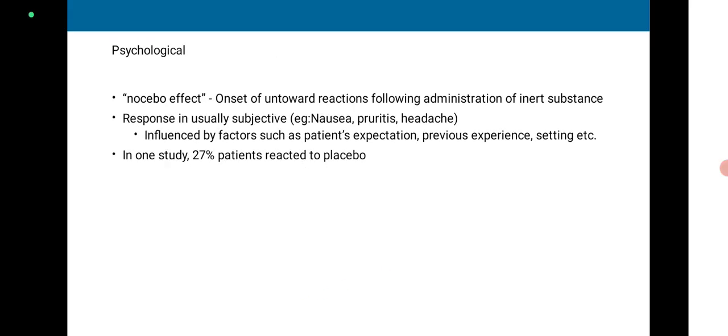Sometimes some psychological effects also come into play in adverse drug reactions. Example, the nocebo effect, that is the onset of a reaction following administration of an inert substance. In a study, there were 27 patients who reported adverse drug reactions to placebo. The psychological responses are usually subjective, that is, different from patient to patient. Examples of psychological ADRs include nausea, pruritus, and headache. These are influenced by factors such as patient's expectations, patient's previous experience, the study setting, etc.